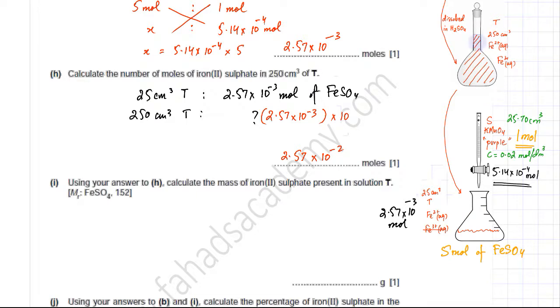So let's write down the moles of Fe2+ or FeSO4 over there. They're going to be 2.57 into 10 raised to the power minus 2 moles. That would be the amount of moles of FeSO4 or Fe2+ in the volumetric flask over there.